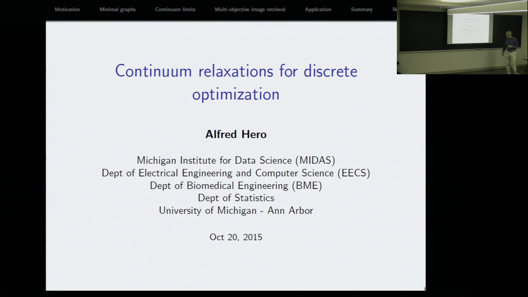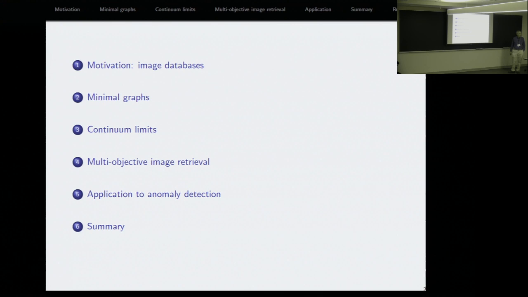Okay, and I'll touch upon some other applications of these types of discrete optimization problems that come out of this type of retrieval and indexing in other areas of imaging also. So image databases is the motivation. Then I'm going to talk about minimal graphs as a way to cluster or classify or index databases according to some similarity measures. And then I'll talk about some continuum limits, and that's where we're going to see the variational methods enter into the picture. And then multi-objective image retrieval will be one of the primary applications here, which, if I have time, I'll show how we've applied this to anomaly detection in a certain type of image set.